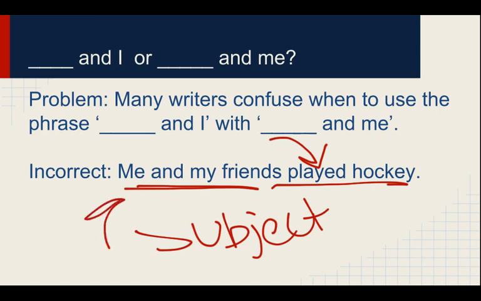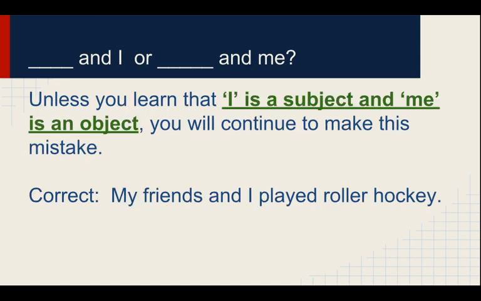If you check your list, "me" is not a subject pronoun. "I" is a subject and "me" is an object. My friends and I played roller hockey. We have to use "I" because I is playing roller hockey. It is doing the action, so we use the subject pronoun.